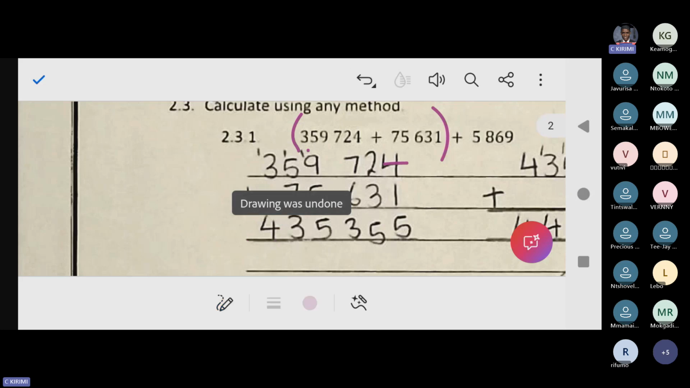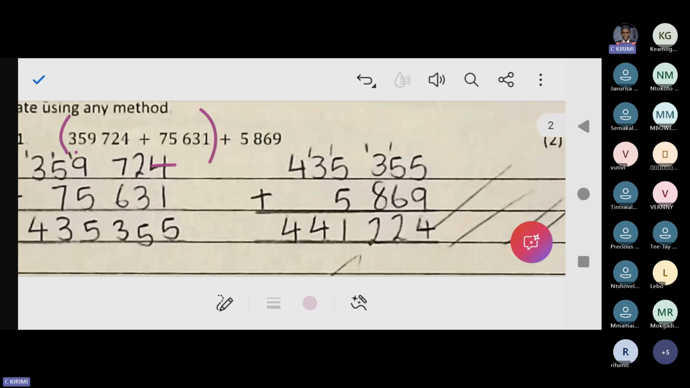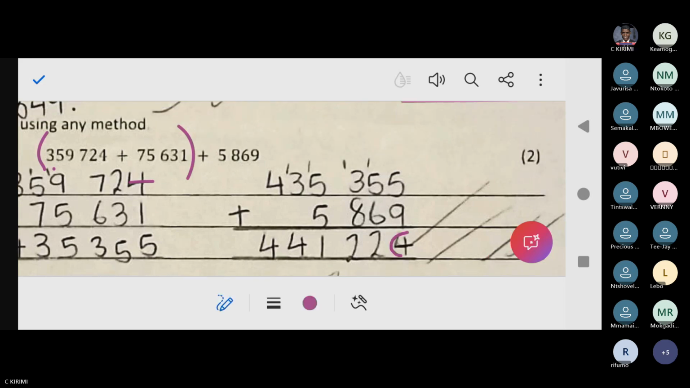So after you're done, then you add the last value, which is 5,869. So 5 plus 9, 14, you write the 4 and you carry the 1. From there, we add again. 1 plus 5, that's 6 plus 6, 12. 2 carry 1. 1 plus 3, that's 4. Plus 8, 12, which is 2 carry 1. 1 plus 5, 6 plus 5, 11. 1 carry 1. 1 plus 3, 4, and then etc.